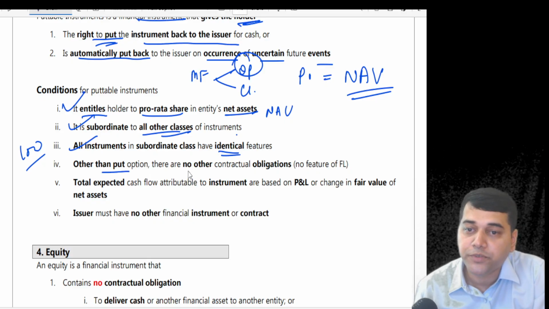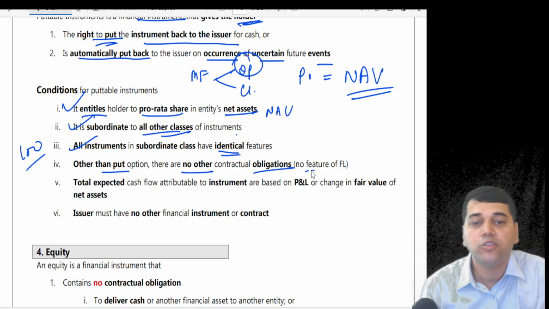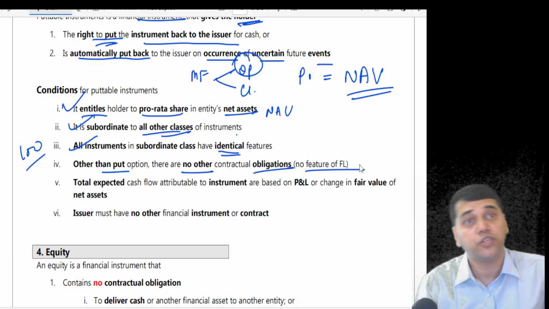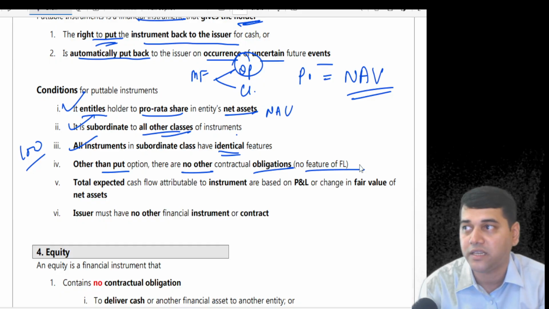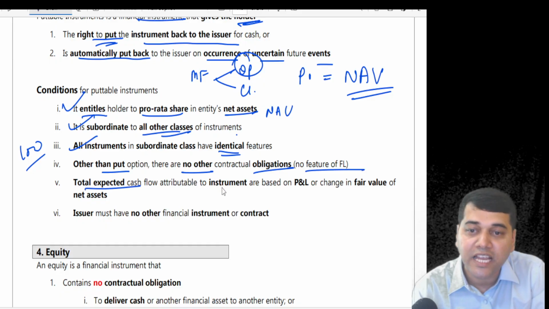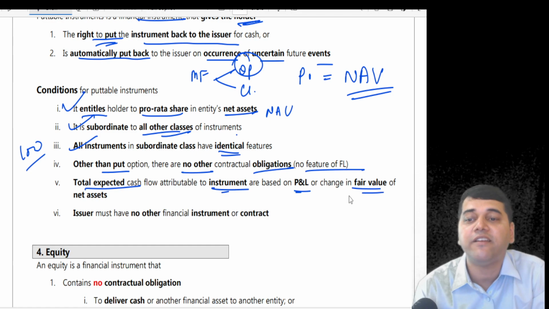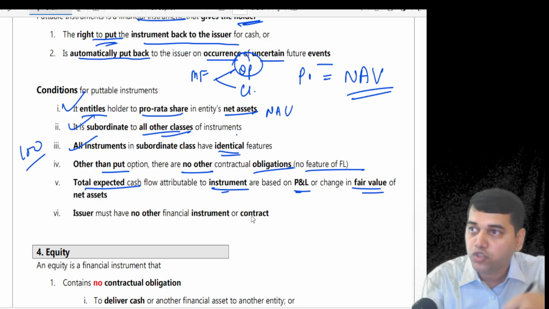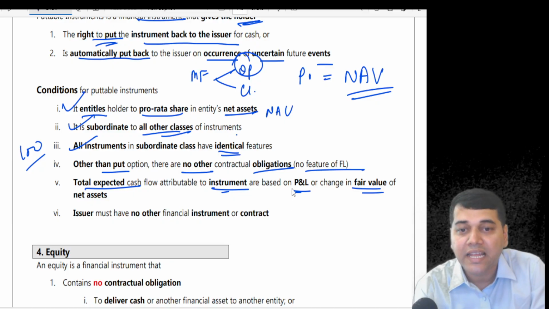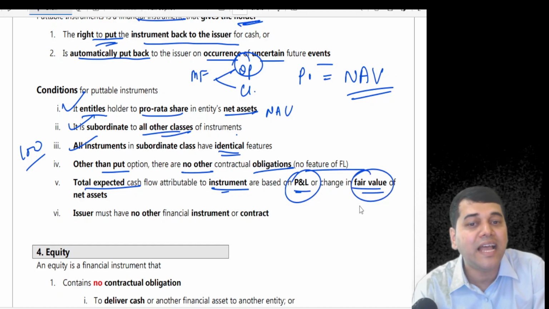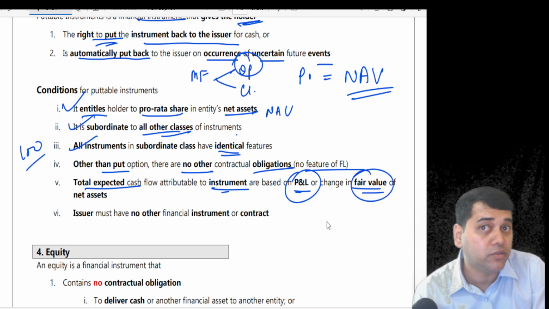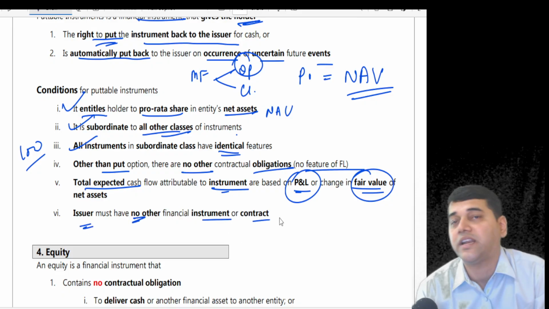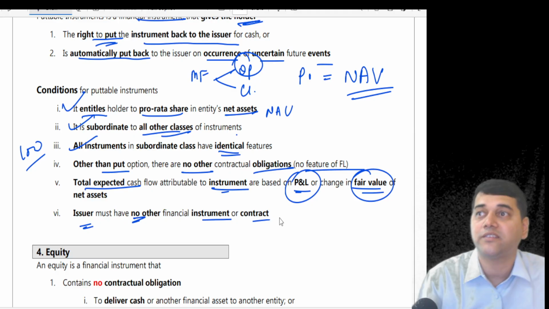Other than the put option, there should be no other obligation, no other financial liability. That means only the put option should be there. They should not say put option with a 10% premium. No, nothing like that. Total expected cash flow should be based on the P&L and fair value change. That means the cash flow I am going to return him should have come to the mutual fund in the form of P&L revenue or the asset value changes. Nothing else. No third party sources should have come, and the issuer should not have any other financial contract. Other than this, I should not have any other subordinate contracts.